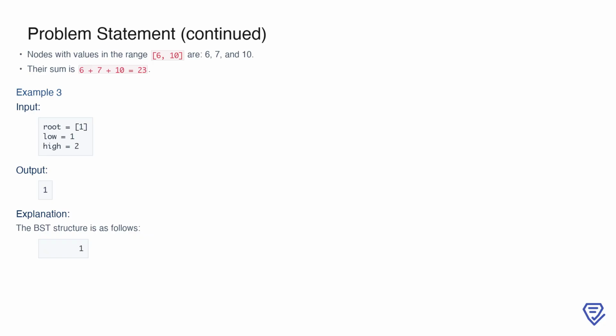Analyzing this tree, the nodes within the range 6 to 10 are 6, 7, and 10. Adding these values together gives us 6 plus 7 plus 10 equals 23. This example demonstrates how the BST structure and the range allow us to focus only on relevant nodes, skipping over others that are clearly outside the range.